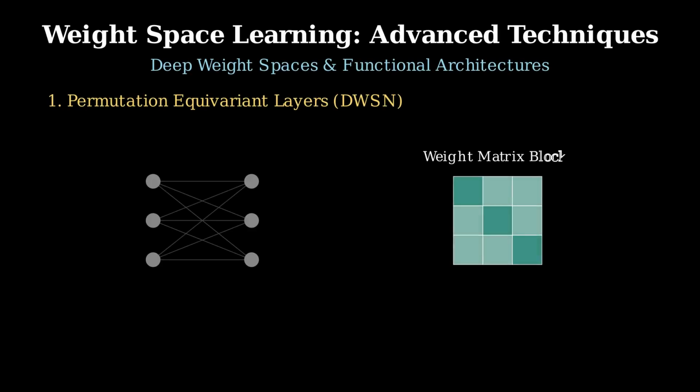According to Navon et al., deep weight space networks structure parameters into distinct blocks to preserve permutation equivariance. When neurons in the hidden layers are permuted, the equivariance constraint forces the corresponding rows and columns in the weight block matrices to swap simultaneously.